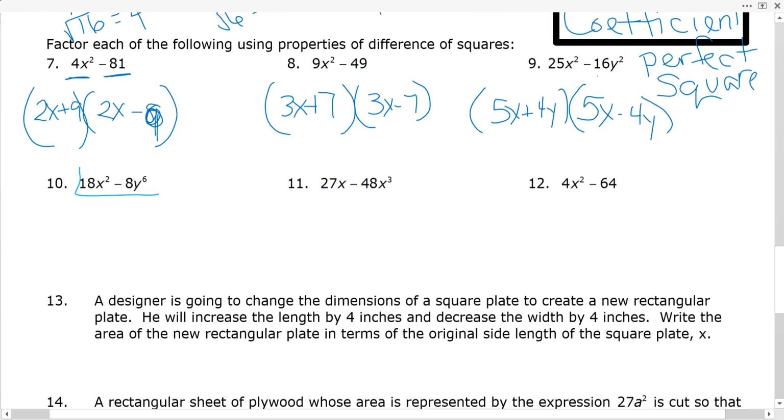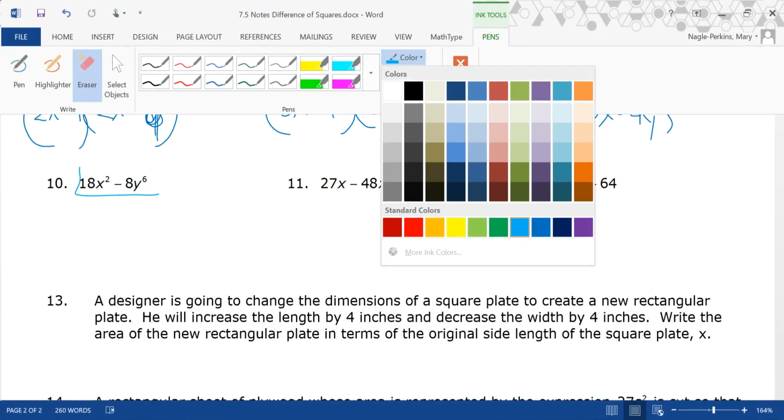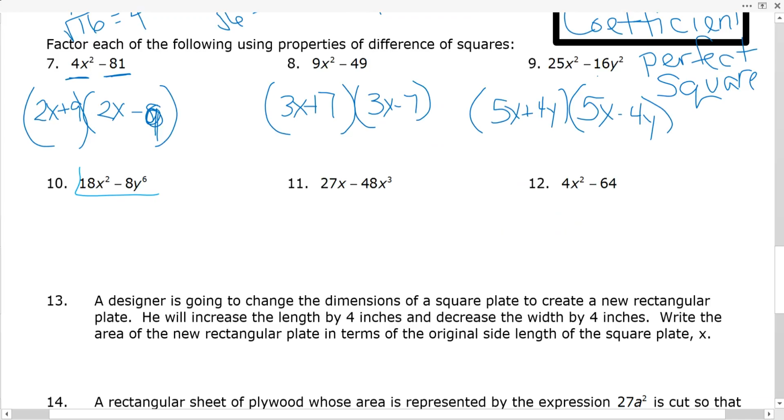Okay. Hey, I noticed that 8 is not a perfect square, so I can divide everything by 2, not by x, because the other one doesn't have an x. So I end up with 9x squared minus 4y to the 6th. Okay, and don't forget your 2.